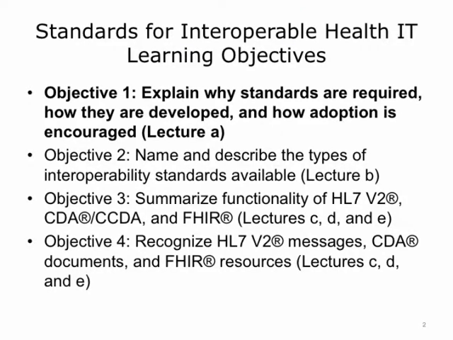This unit will cover the following learning objectives. 1. Explain why standards are required, how they are developed, and how adoption is encouraged. 2. Name and describe the types of interoperability standards available. 3. Summarize functionality of HL7 V2, CDA, CCDA, and FHIR. And 4. Recognize HL7 V2 messages, CDA documents, and FHIR resources. This lecture will discuss the necessity for standards and then explain how they are developed and how adoption is encouraged.